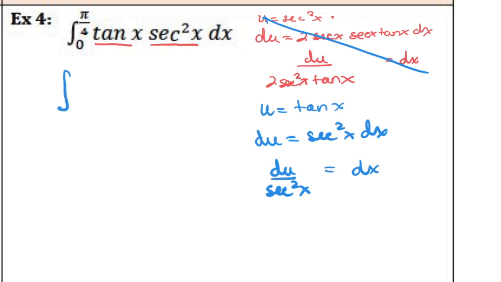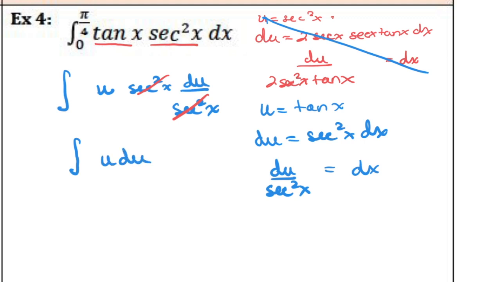Don't worry about the endpoints. The tangent x was replaced with the u. Secant squared x is still in the problem, but dx is replaced with du over the secant squared x. Look what conveniently cancels out so that we're left with the integral, don't worry about those endpoints, u du. All right, so the right substitution in this problem was u equals tangent x.